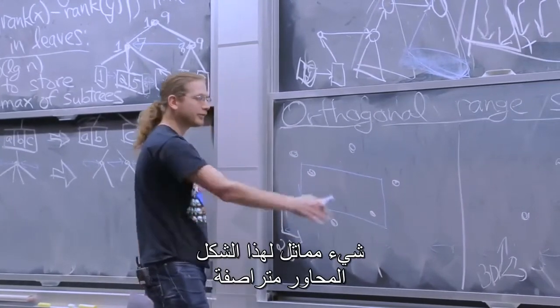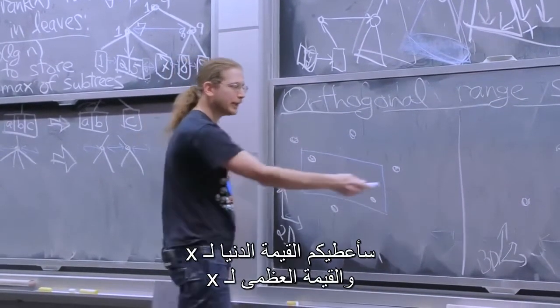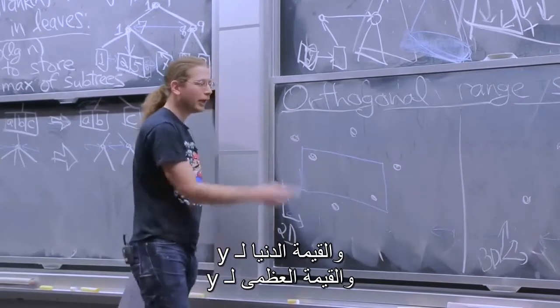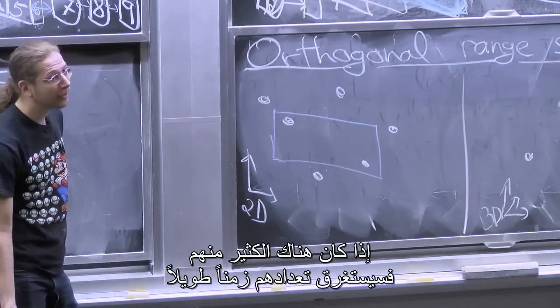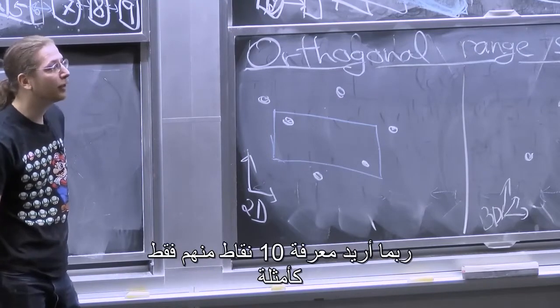Something like this, axis aligned. So I give you an x min, an x max, a y min, and a y max. I want to know what are the points inside. Maybe I want you to list them. If there's a lot of them, it's going to take a long time to list them. Maybe I just want to know 10 of them.